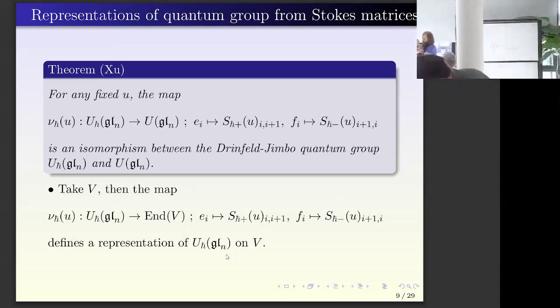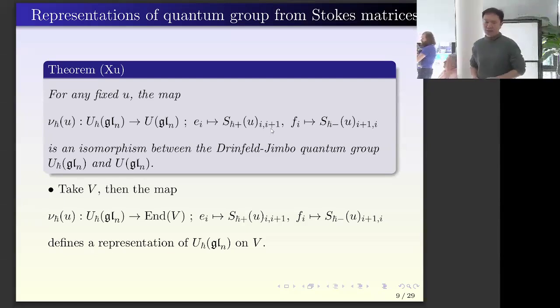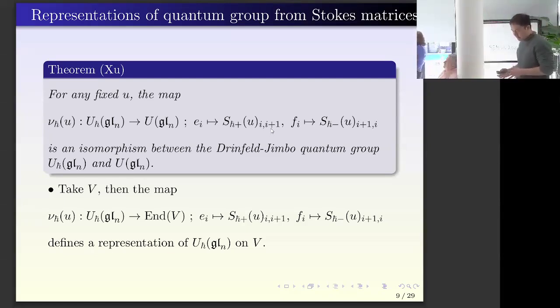Here, maybe I should recall that the Stokes matrix has entries in UGLn, or has entries in endomorphism V. This map takes the subdiagonal entries of the Stokes matrix. So in other words, we use the Stokes phenomenon, the jump of the asymptotics of a linear ODE at the central pole, to realize a quantum group structure. And this is a starting point of our study, because given this theorem, you can ask how to translate the representation theory of quantum groups into the study of linear ODEs.